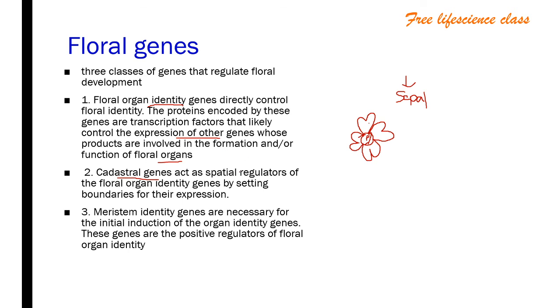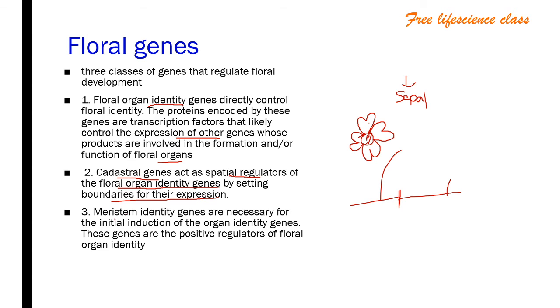Next, about the cadastral genes. Cadastral genes act as spatial regulators of the floral organ identity genes by setting the boundaries for their expression. So which region should develop into what, and this region should develop into what, like that. All this regulation and setting of boundaries is done by the cadastral genes.